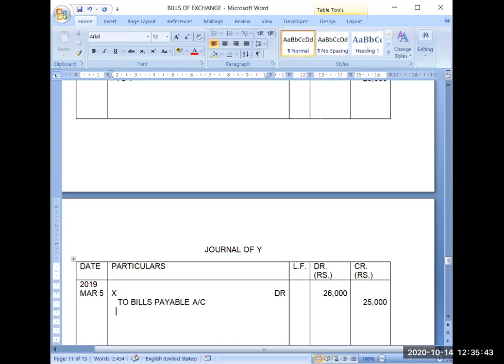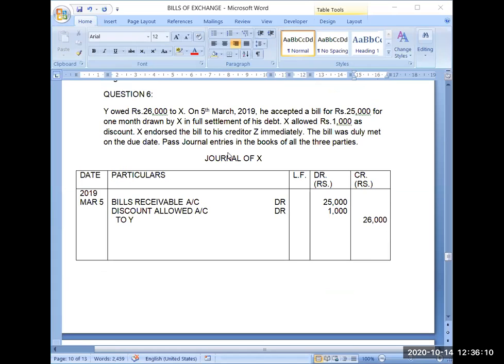and he has received some discount, some benefit, to discount received account. The discount allowed by X will be discount received for Y. So 1,000 will be here. Now, this bill has been written for 1 month.